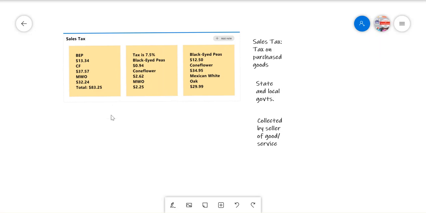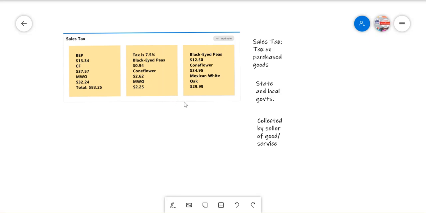Now, to get our total, we must add this number and this number, our subtotal and our tax, to get the total. For black-eyed peas, that would be $13.34. For corn flour, that would be $37.57. And for Mexican white oak, that would turn out to be $32.24. When we add all this together, our total cost that we have to pay up front is $83.25.